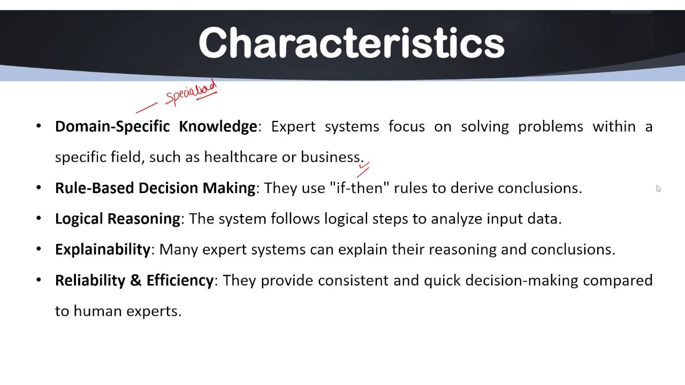Clear? Another characteristic we have is rule based decision making. So students, this approach in AI is very important, where decisions are made using predefined if-then rules. They use if-then rules to derive the conclusion. Clear? These rules mimic human expert reasoning to allow the system to analyze any kind of data, apply any type of knowledge and generate conclusions automatically.